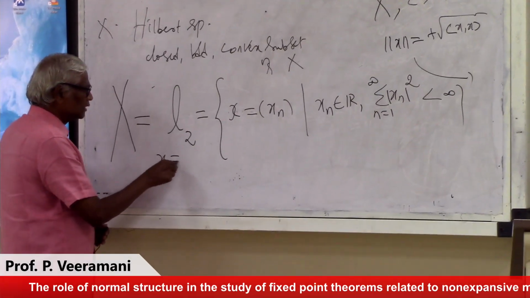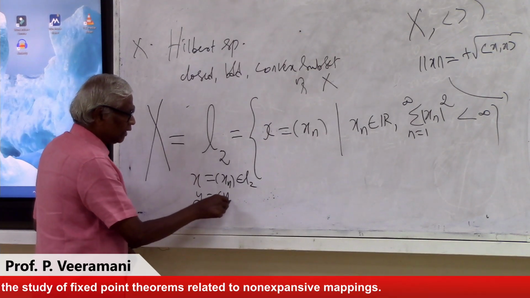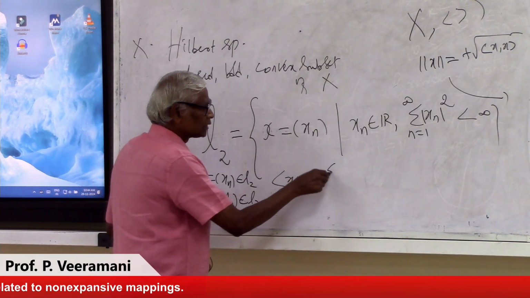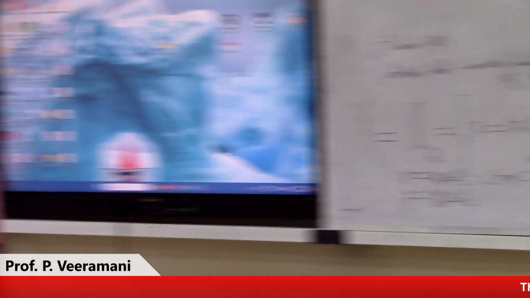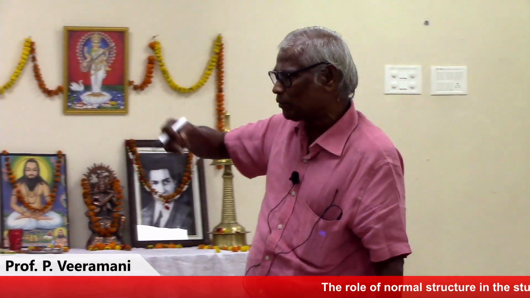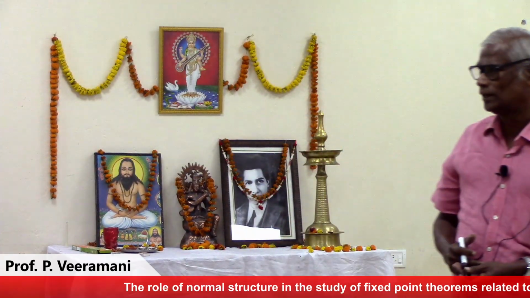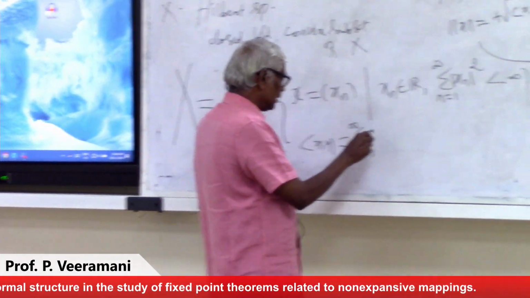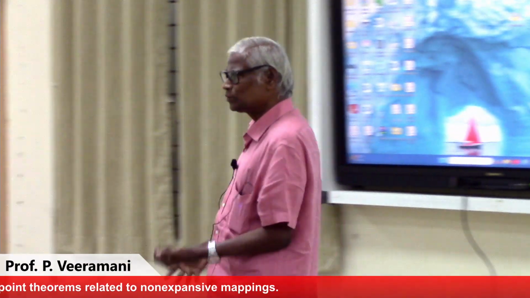For x an element in L2, and y another element in L2, what is the inner product of x with y? The summation, n equals 1 to infinity, in this case. See, finite dimensional means x1, x2, ..., xn and y1, y2, ..., yn; there it is x1y1 plus x2y2 plus ... plus xnyn. Here we will not stop. Summation xn yn, n equals 1 to infinity.